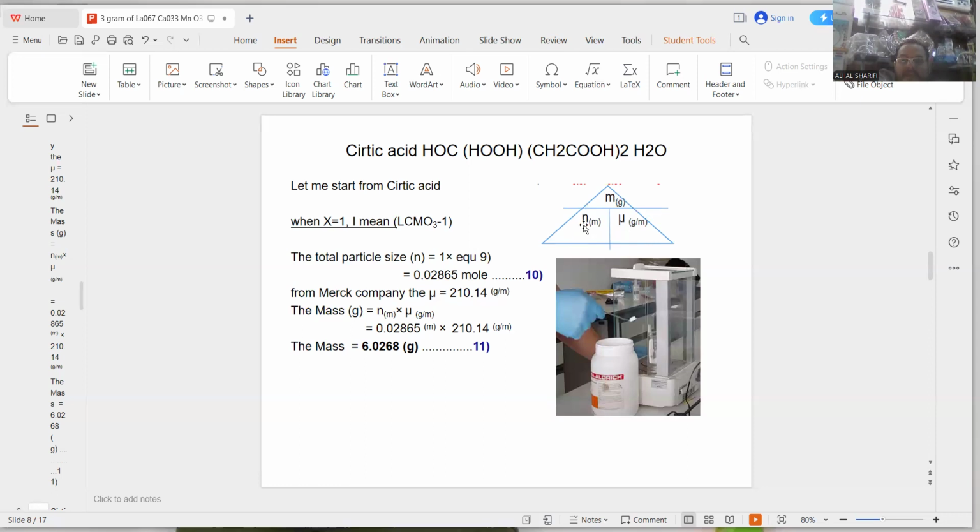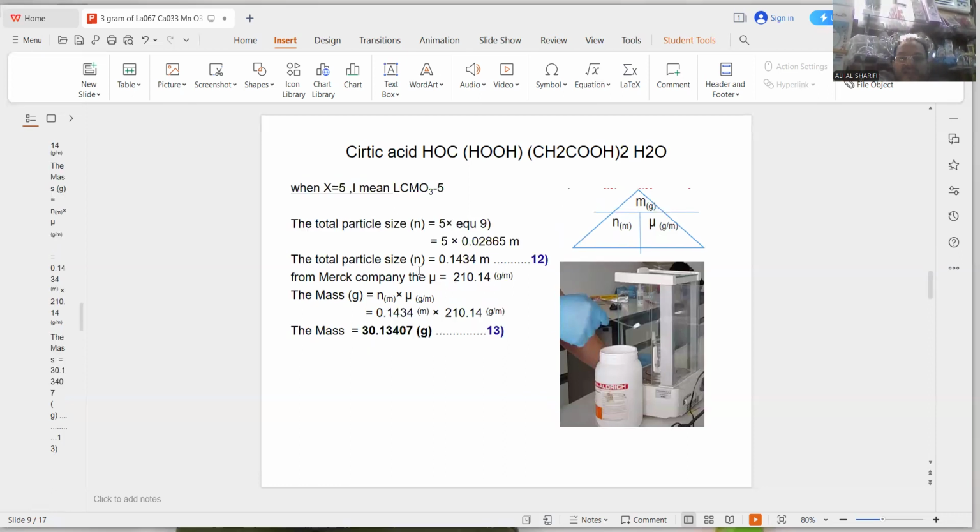By that, mass will equal mole number at equation 9 multiplied by the molecular mass from Merck company. I need 6.0268 grams of acetic acid at multiple 1. Let's take a look at multiple 5. How much will we have?